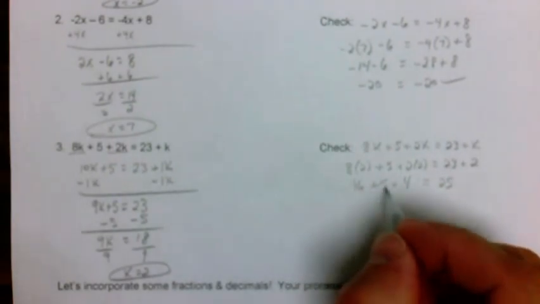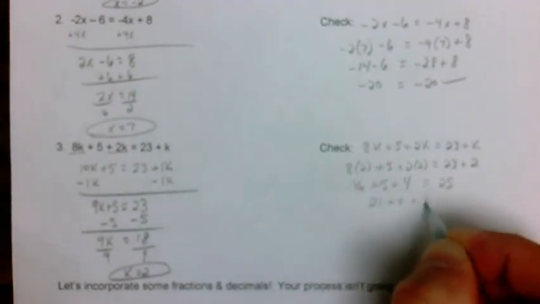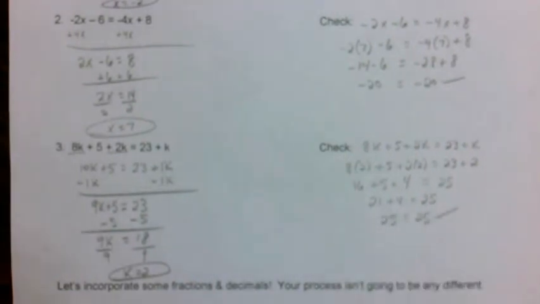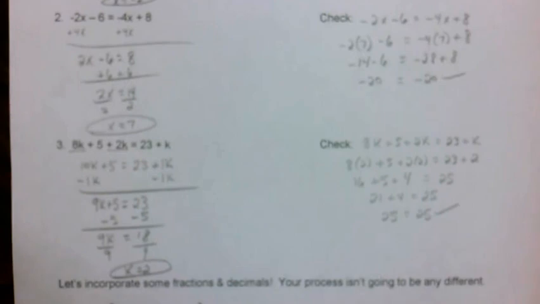Back to the left, 16 plus 5 is 21. And if you add 21 with 4, you do get 25. So the check worked out. And again, k has a value of 2.